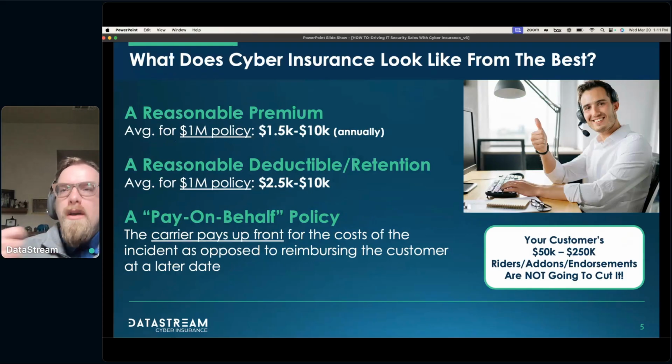We just talked about ransomware, the average cost to the SMB space hitting that $200,000 to $300,000 level. So these little riders or add-ons that your customers currently have on top of their general liability or their business owner's policy are just not going to cut it.